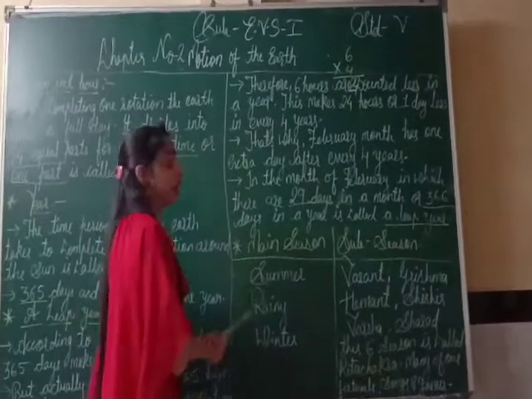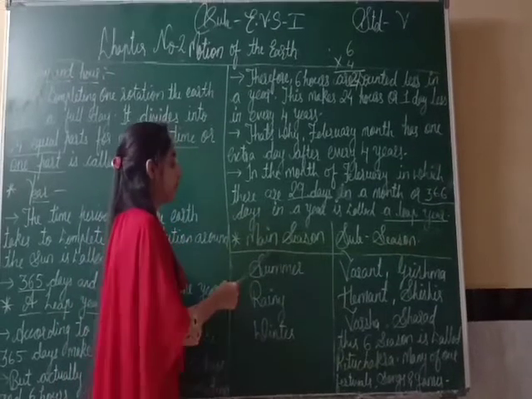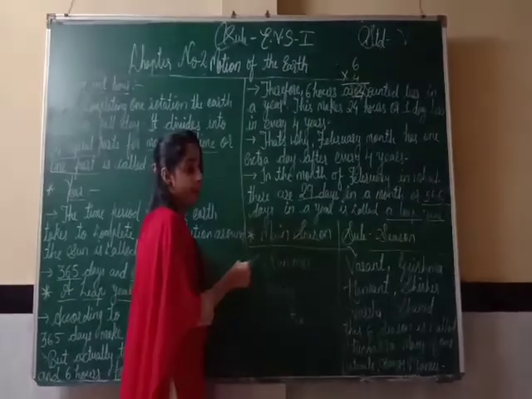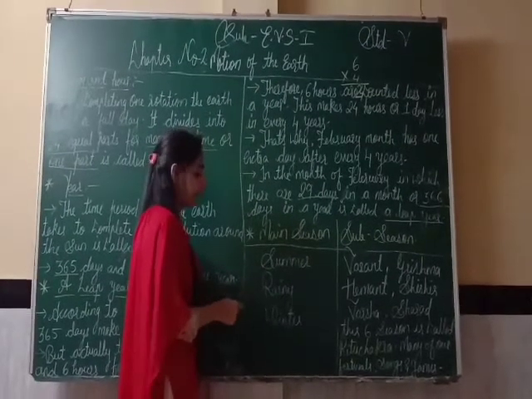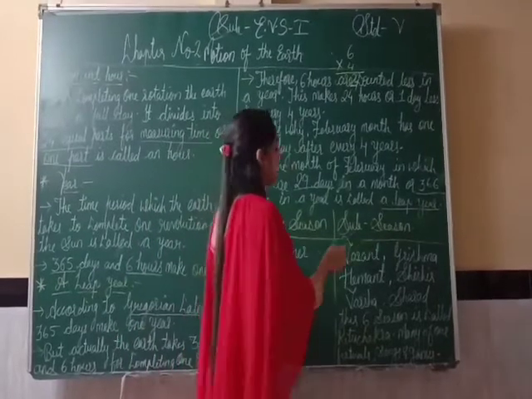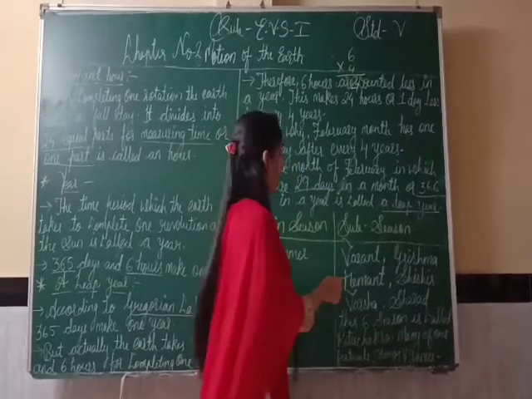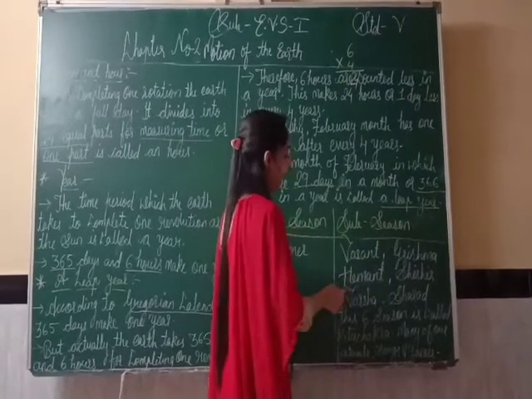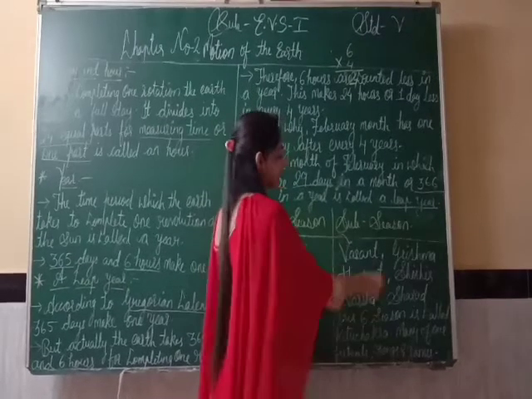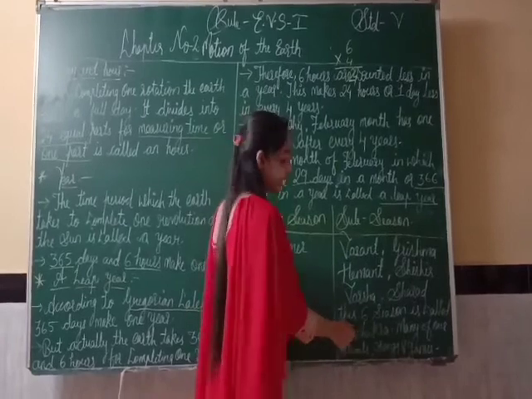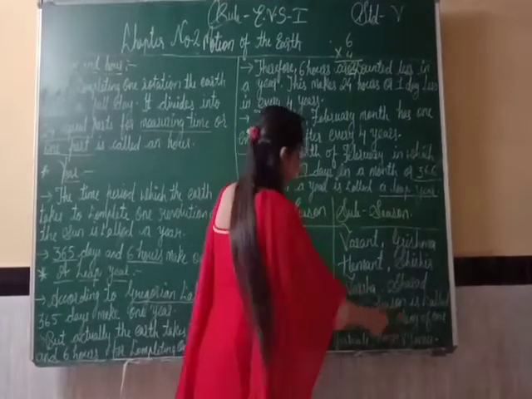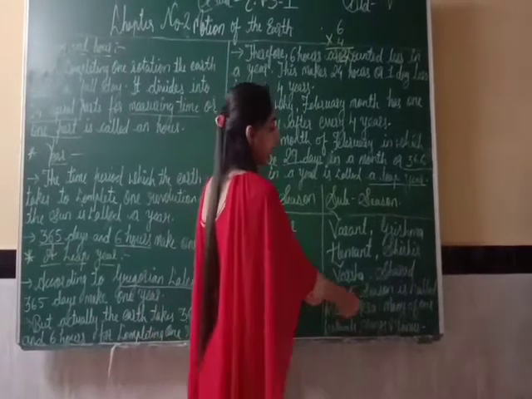The next is, we have two kinds of season. First is main season and next is sub-season. Now what is main season? In India, we have summer, rainy and winter. These are main seasons. And sub-seasons. In India, we have Vasant, Grishma, Hemant, Shishir, Varsha, Sharad. These 6 sub-seasons are also known as Ritu Chakra, and according to these seasons, we celebrate our festivals, songs and games.